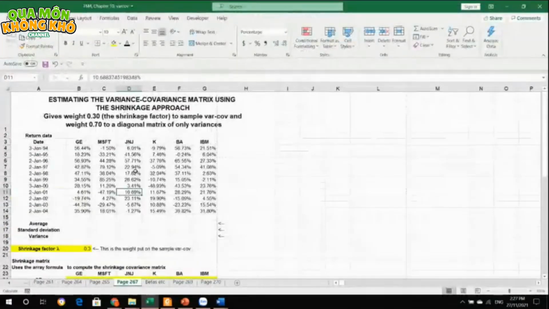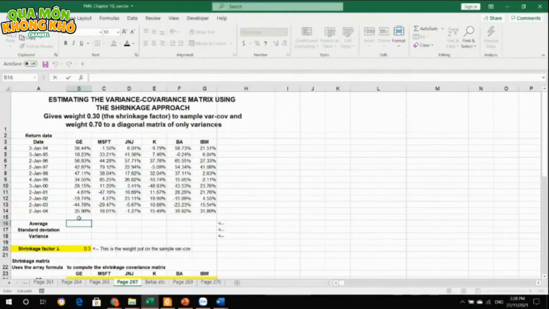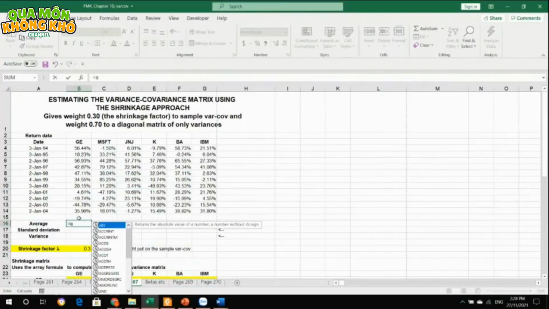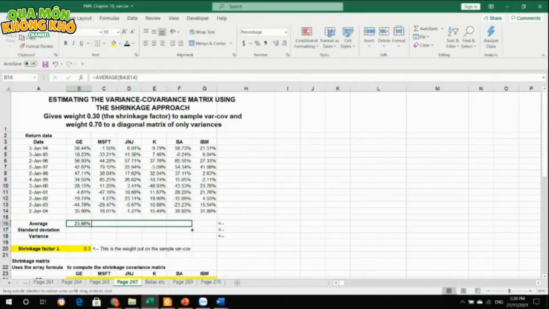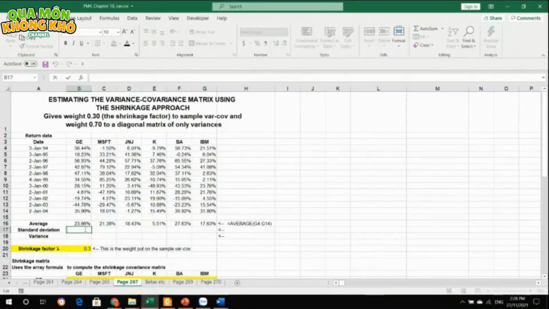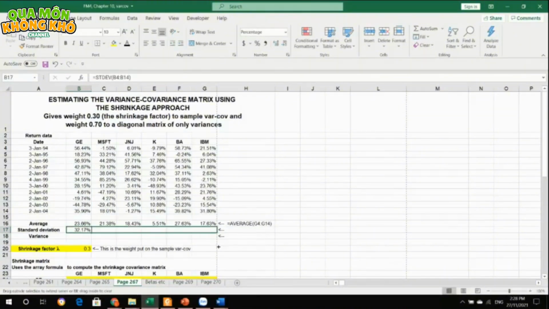In this case, we have the return data of the stocks, and we calculate the average, the standard deviation, and the variance.